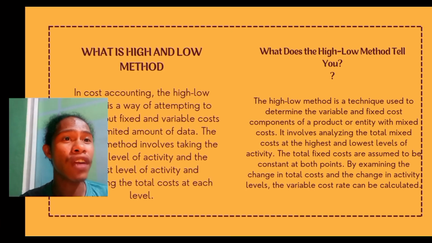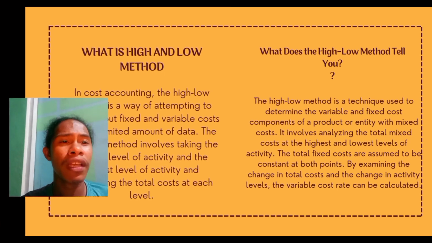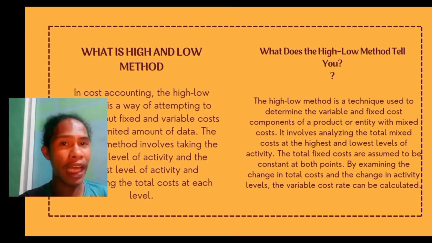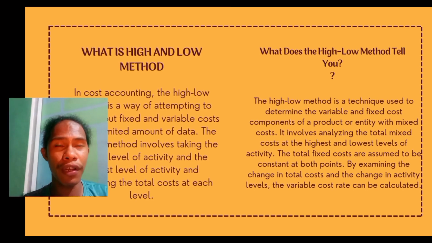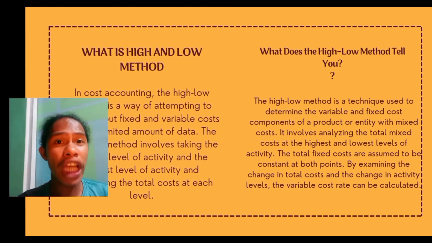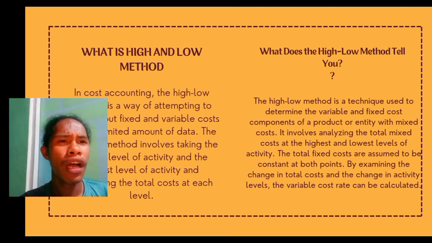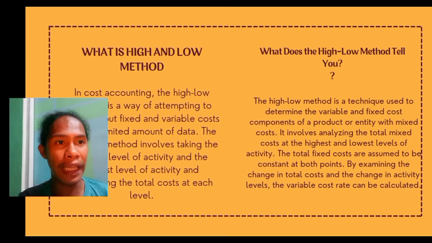So there are many things that we can get in the high and low method. Thus, it tells you first the total fixed cost and also the variable cost that can be calculated in a single unit produced. So with units produced with the high and low method, we can see if there are changes or what the total mixed cost of the product really is.